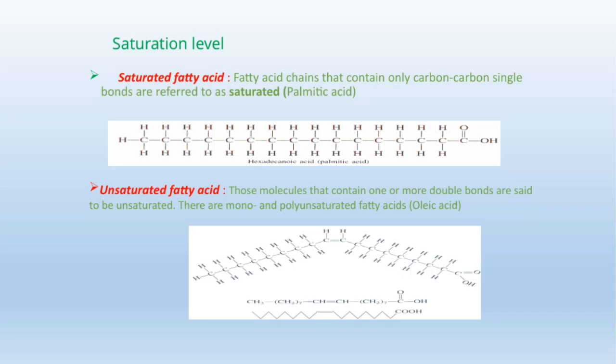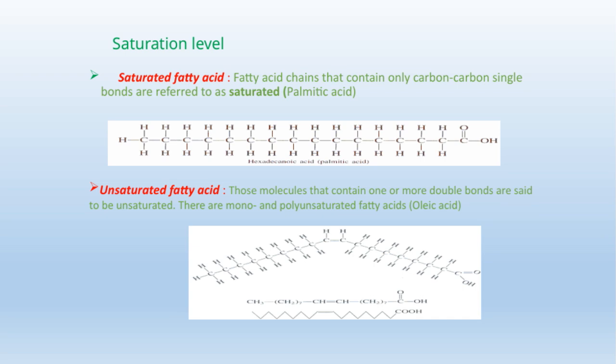Let's talk about unsaturated fatty acids first. These are molecules that contain 1 or more double bonds in their carbon chain. Because of these double bonds, the molecules have a bend or kink, which affects how they pack together. Unsaturated fatty acids can be classified further into mono- and polyunsaturated fatty acids. An example of a monounsaturated fatty acid is oleic acid, which has 1 double bond. Polyunsaturated fatty acids, on the other hand, have multiple double bonds, making them more flexible and often more beneficial for health.